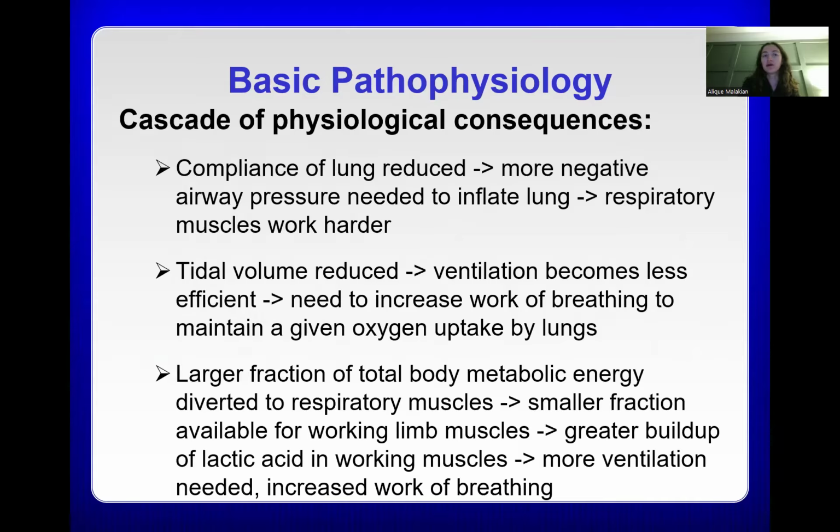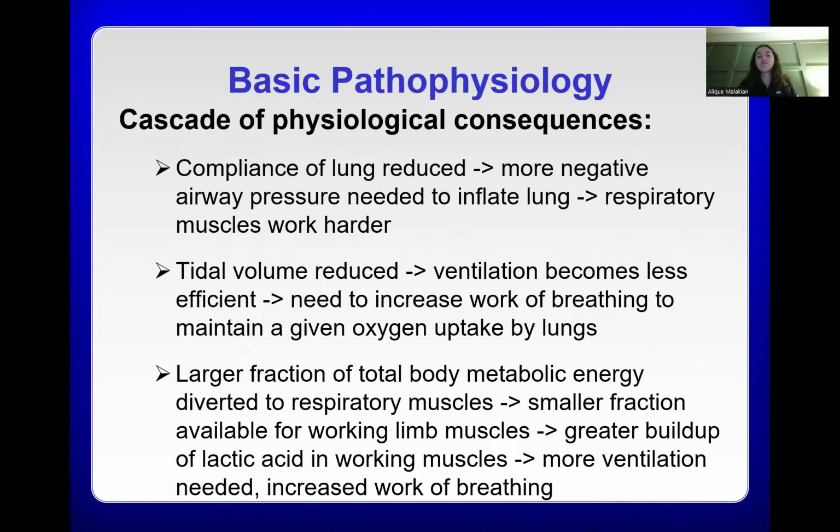Now, a big thing about, well, I'm going to call it CRPD, so I don't have to keep saying that long word. Basically, there's a cascade here of physiological consequences. If you remember earlier in the semester, we talked about this downward spiral of health and how one thing just leads to another. Well, for CRPD, there's something pretty similar going on.